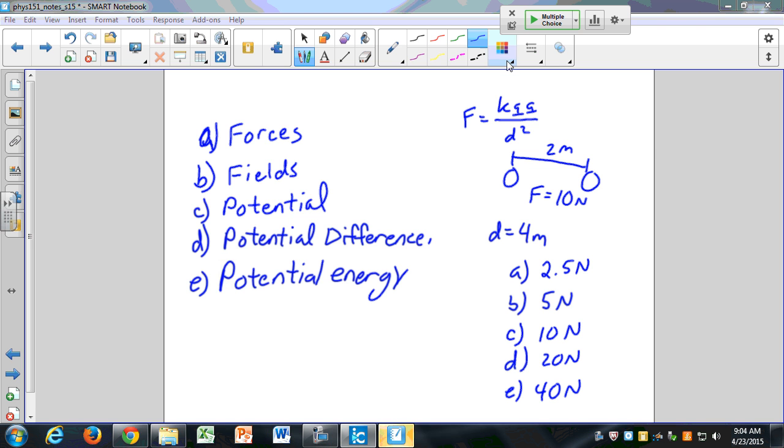If I double the distance between these two charges, they're separated by 2 meters, and the force between them is 10 newtons. If I pull them apart, 4 meters apart, now what is the new force on these two charges? 2.5 newtons, 5 newtons, 10, 20, or 40 newtons? That is the force quartered, half, the same, double, or times a factor of 4.